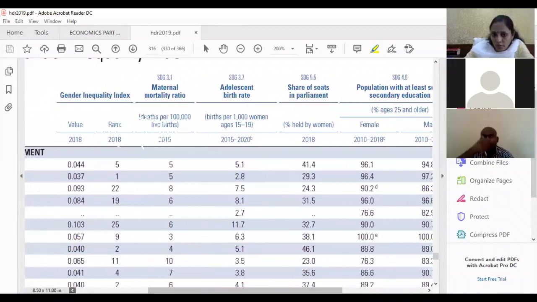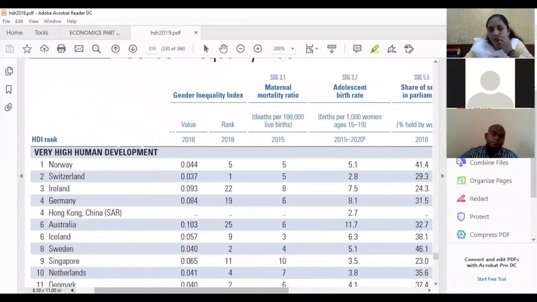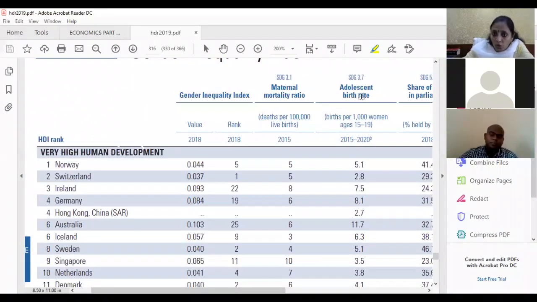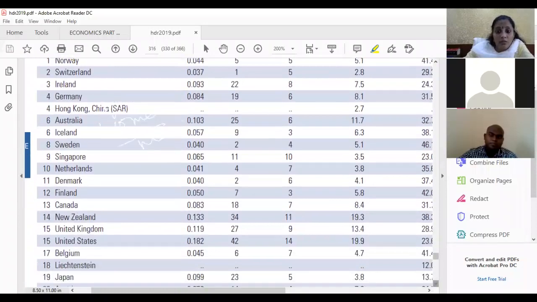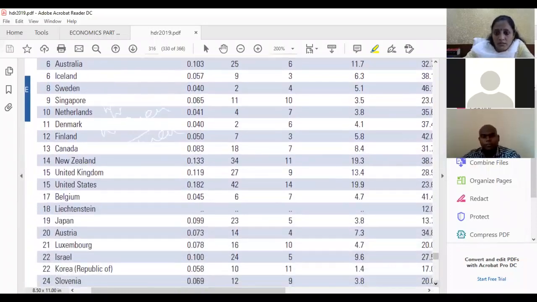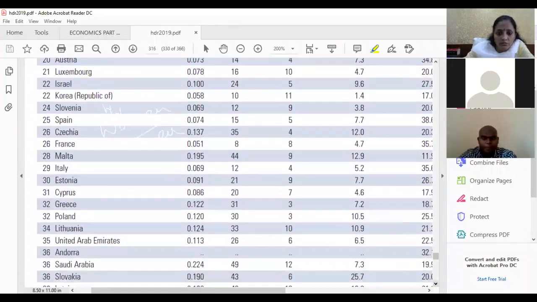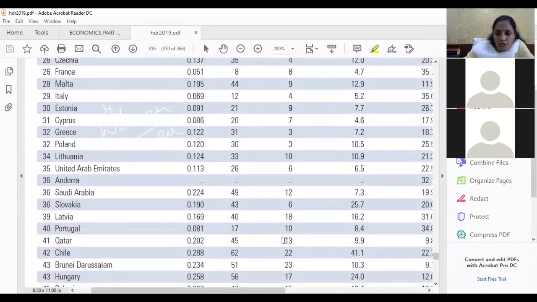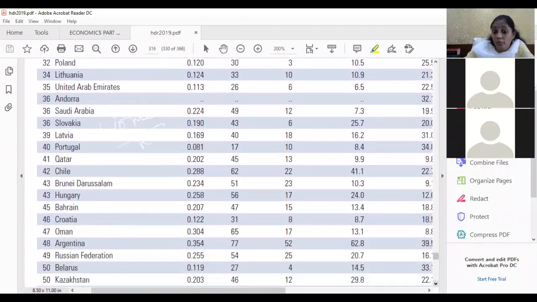Other thing I want you to observe in this particular sheet is that this sheet is fully of very high human development. I want you to look at this MMR and the adolescent birth rate. This is the very high human development category. You can see this is slowly differing with the numbers, and you can see Chile is having 41 adolescent birth rate. They are all still in the very high human development level. Can you see in Argentina this adolescent birth rate is very high, right?